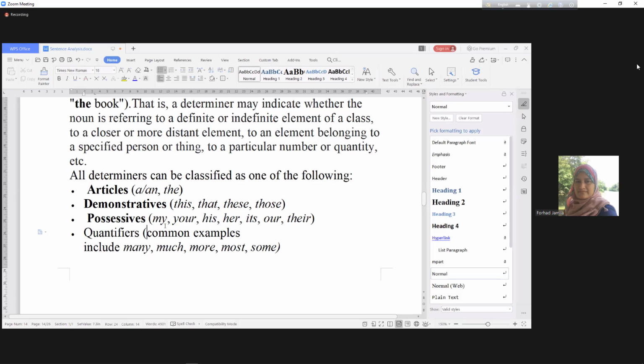Next one is quantifiers, which indicate quantity. These are much, many, more, most, some, etc.